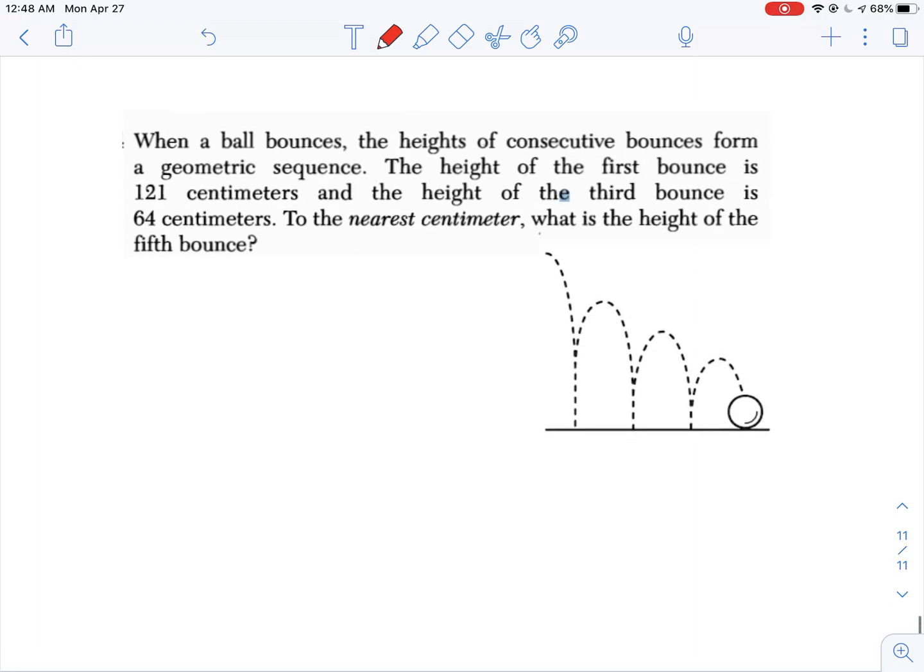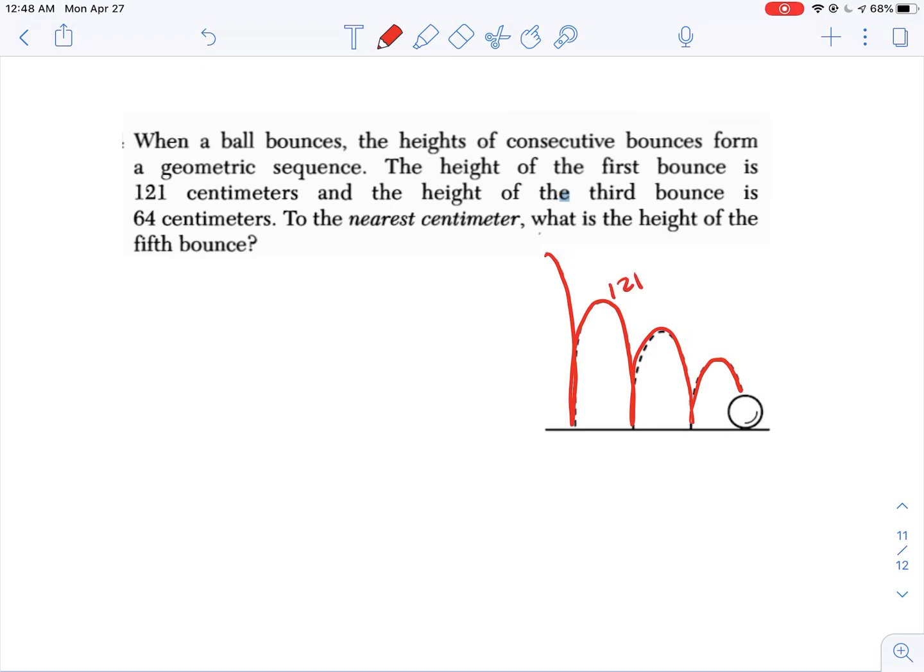Let's take a look at one last question, and you're done for videos. So, when a ball bounces, the heights of consecutive bounces form a geometric sequence. So what's happening here is I'm dropping a ball, it bounces, but it never reaches that maximum height again. It always gets smaller and smaller and smaller. So we're saying that this is geometric because it's going to be shrinking by the same amount.